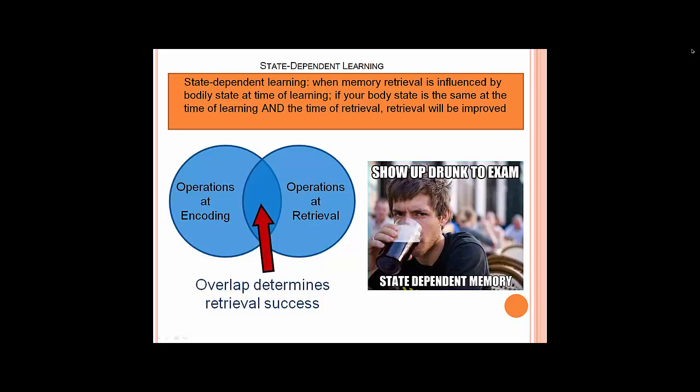So the operations at encoding and the operations at retrieval, if they overlap, you're going to have a better success. That graph on the right says show up drunk to exam. Not necessarily true. I just put that in there for humor.